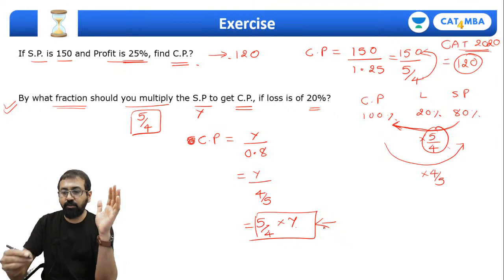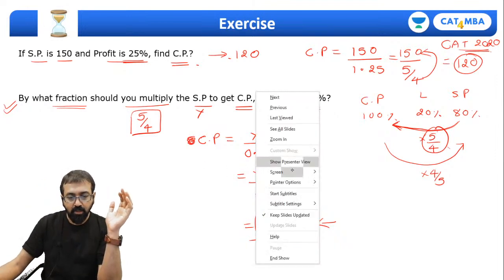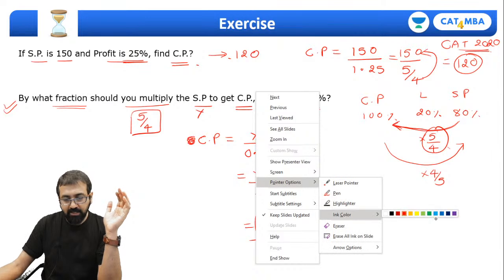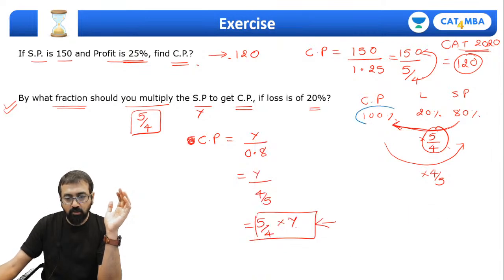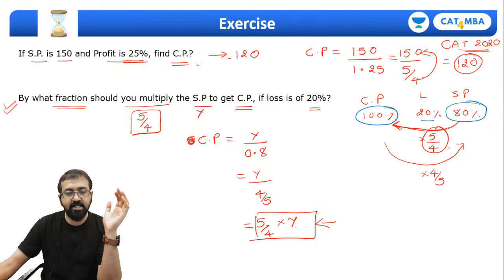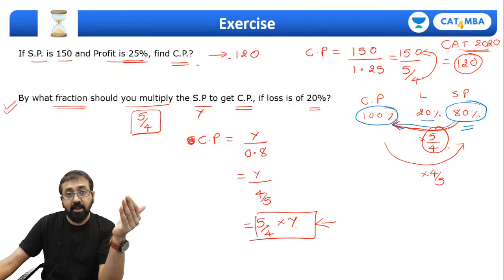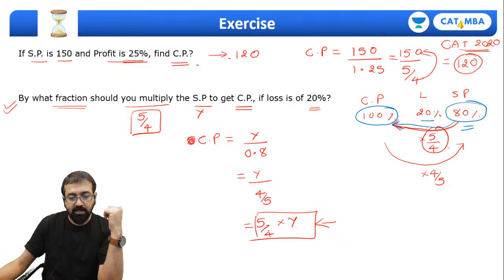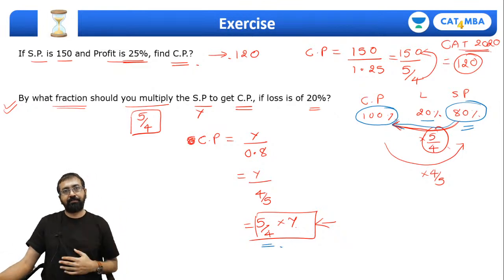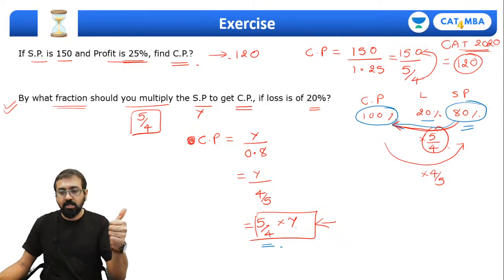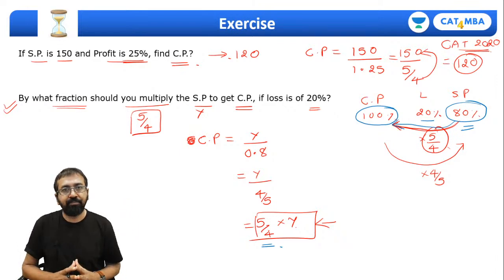Just once again, in case you have any confusion, let me explain this part one more time. Please understand that cost price is always taken as 100%. If there is a loss of 20%, that means your selling price is 80%. So now you have the 80% value and you want to find this 100% value. Of course, if I multiply 80 by 5 by 4, I'll get 100%. So that multiplying factor is nothing but 5 by 4. Are we all clear with this question? Show me a thumbs up quickly if you have understood this part. Everyone? Great.